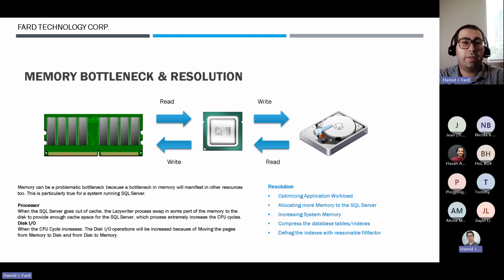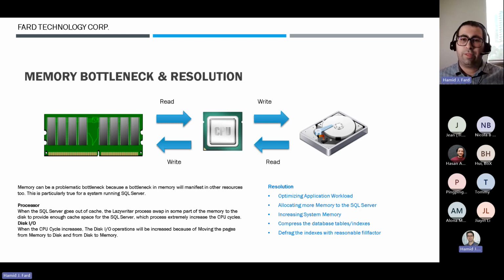It's good to increase the memory capacity if you are running on a virtual machine or a physical bare metal server. You increase the main memory. Increasing the main memory or allocating more memory to the SQL process itself will load as much data as possible, and it will reduce the disk activities. Defrag the indexes to make sure we don't have a lot of empty spaces within the data pages, so we utilize the memory capacity as efficiently as possible.